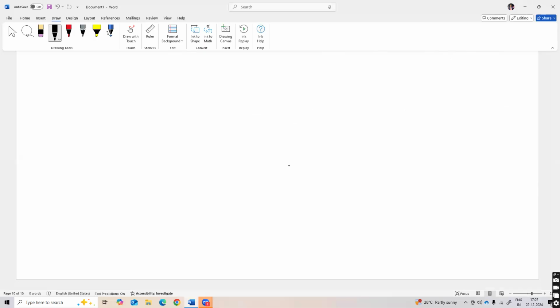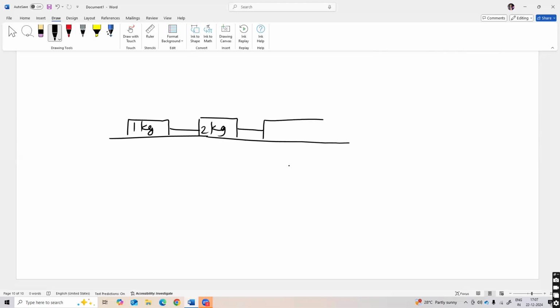Let's again say we have this ground. This mass is, let's say, 1 kg. Then there is a string. This mass is 2 kg. Then again there is a string, and this mass is 5 kg, and one more string, and last this mass is 2 kg. And the net force acting is equal to 200 Newton.